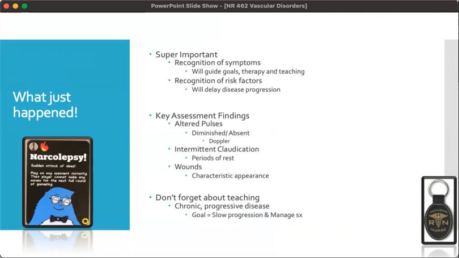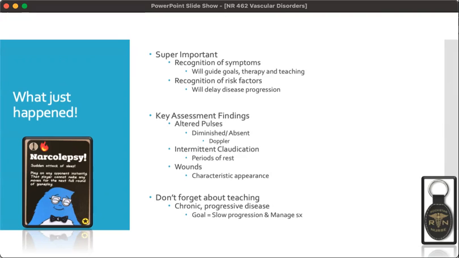We talked quite a bit about the intermittent claudication. So we want to keep our patients as comfortable as possible. So building in those periods of rest so that they can be as independent as possible. It's just going to take them a little longer to complete it because they need to have those periods of rest in between being active. And then wounds. So we're going to be looking for those punch wounds because that's going to be a big indicator that these patients have developed intermittent claudication.